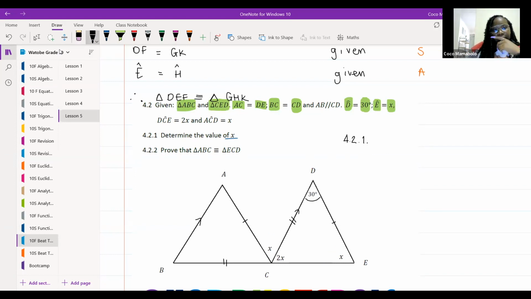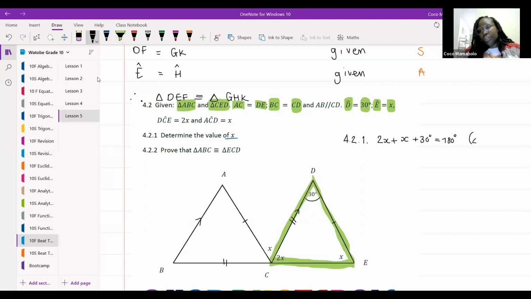Okay, so what am I going to say here? Are we going to use alternate angles here? Not quite, because we don't have any information in the other triangle. What do you think we can say here? How about this? Can we say 2x plus x plus 30 degrees is equal to 180 degrees? Beautiful. What is our reason? Sum of angles in a triangle. Beautiful, angle sum in a triangle.